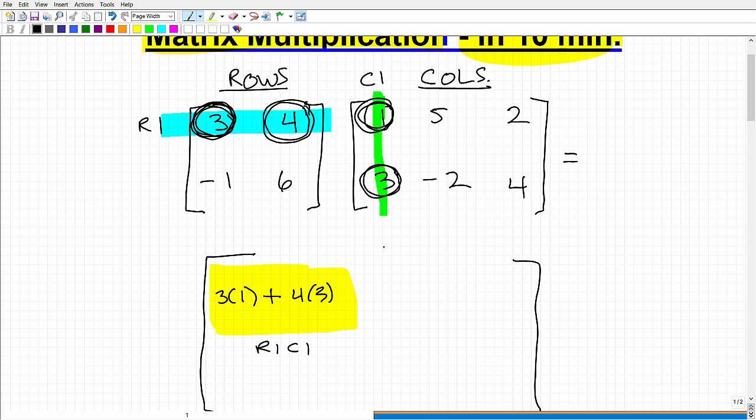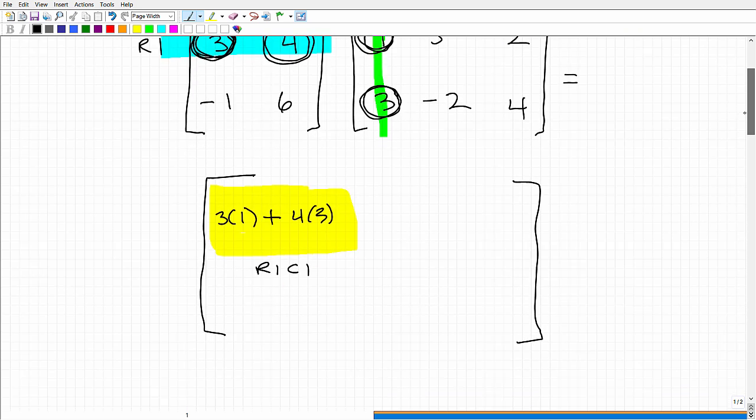Now, if there were additional entries here, if these were larger matrices, you would just continue this on, okay? It's no more difficult than that. So let's finish this up. For row 1, column 1, we do these calculations. What am I going to get? 3 times 1 is 3, plus 4 times 3 is 12. So our answer is what? 3 plus 12 is 15, all right?